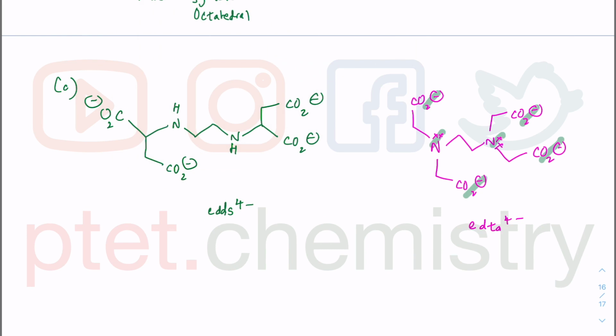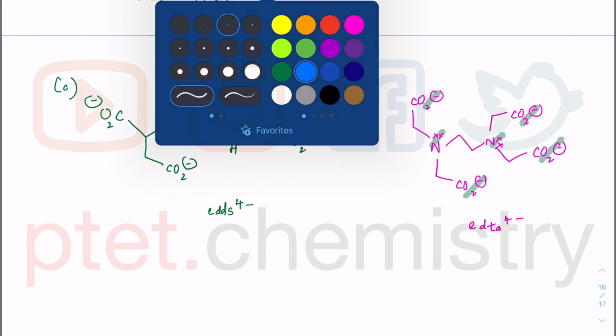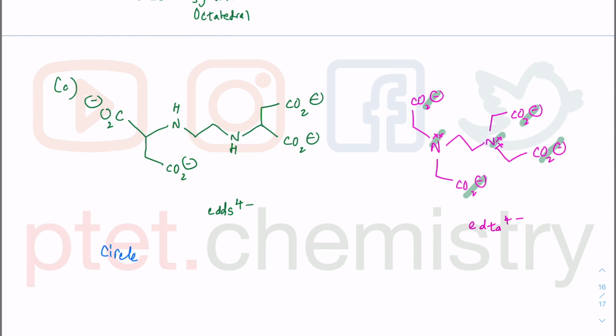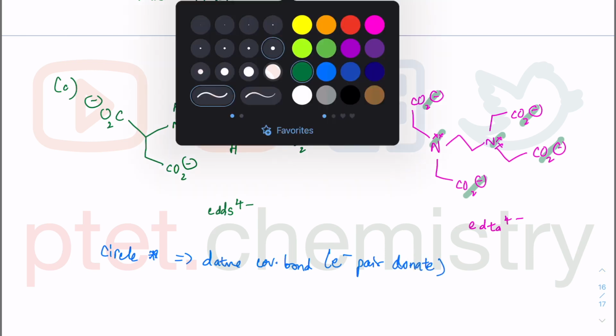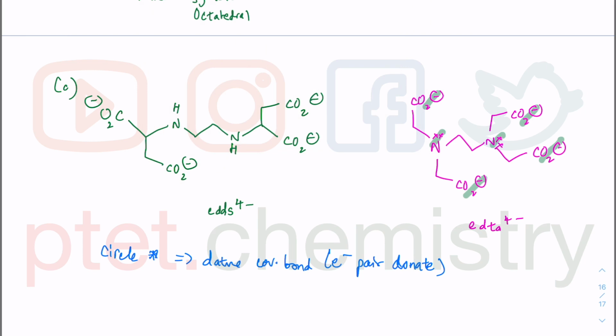If you think about the EDDS 4 minus, what they want you to do specifically in the question is to circle any atom that forms a dative covalent bond. So that bond is a dative covalent bond. That means it's an electron pair donor. So you need to donate a pair of electrons. It should be pretty clear that you have it there. You want to circle each atom.